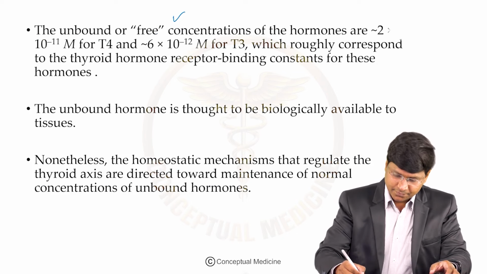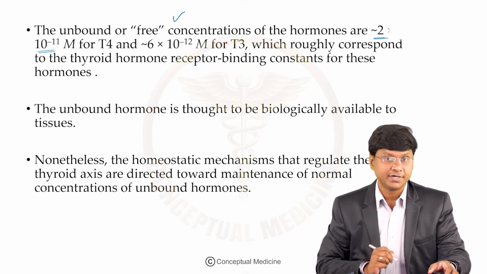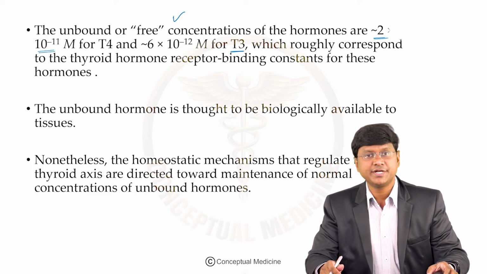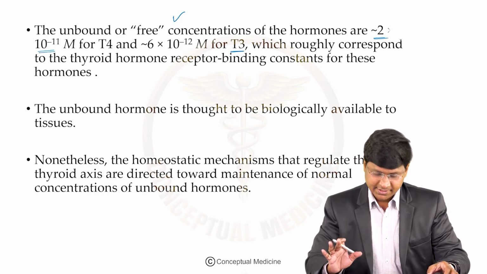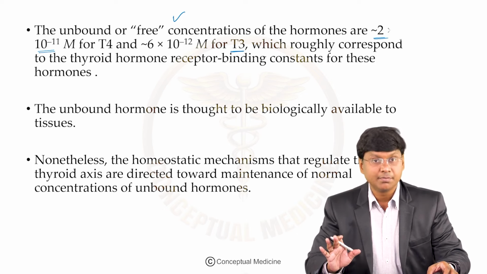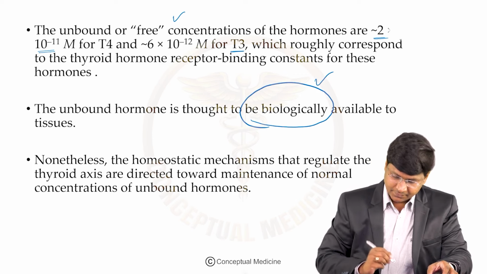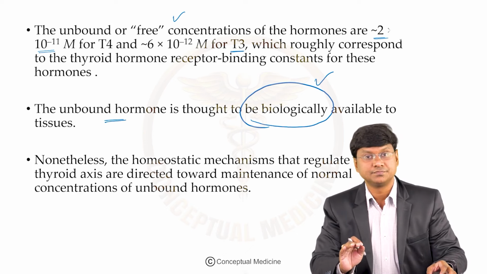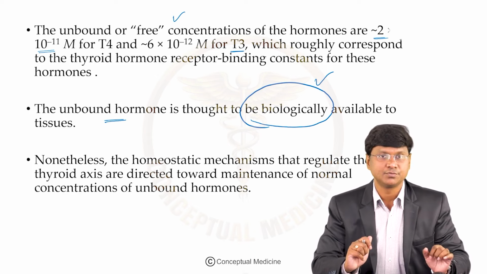Whereas the unbound or free concentration of hormone is very less. If you take T4, it is 2 into 10 to the power of 11 moles, and if you take T3, 6 into 10 to the power of 12 moles. This is the unbound form, and it is the unbound form which is biologically active, right? Okay, so this is the basic physiology of thyroid hormone.